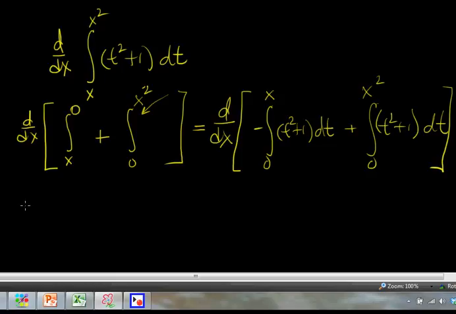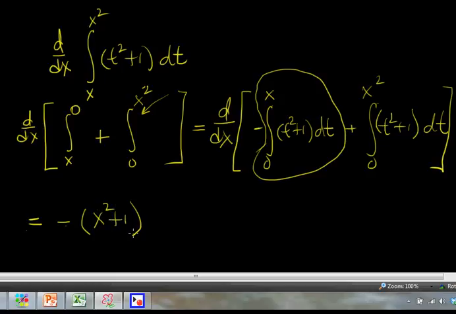Now I can differentiate each of those. The first one, well, that's just a direct application of the fundamental theorem. By the way, the derivative of the sum is the sum of the derivatives, so I'm just going to differentiate each one. And I will get minus the derivative of this right here. Well, that's a direct application of the fundamental theorem. Minus the quantity x squared plus 1. Minus the derivative of that area function.